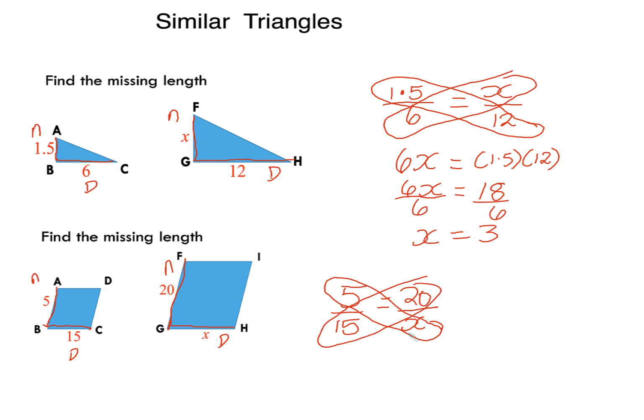And again, remember, I like my x on the left. So 5 times x is 5x equals, and I'm going to take 15 and times it by 20. So I have 5x equals, when you multiply 15 times 20, it gives you a value of 300. And solving for x, because now this is a one-step equation, I'm going to divide both sides by 5.